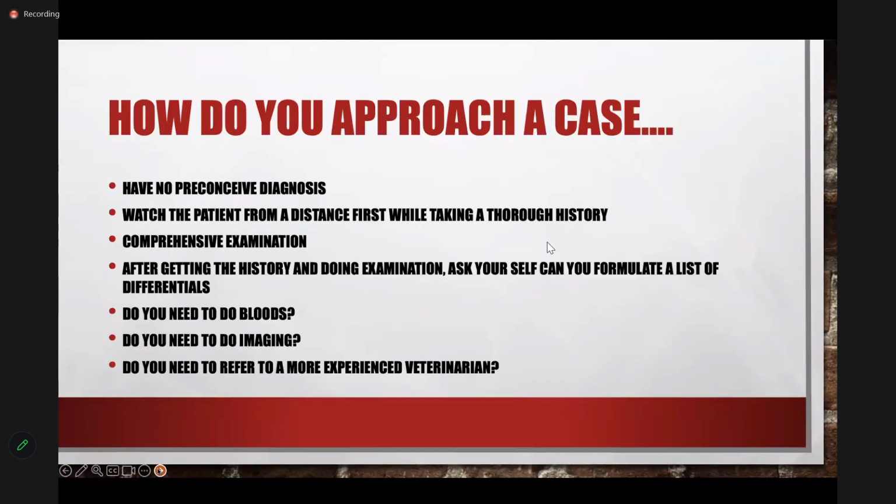Okay. So the most important thing that you need to learn when you're doing medicine is how do you approach a case. Okay. So there are a few things you need to understand when you have a case, and there's a few rules that you need to remember.